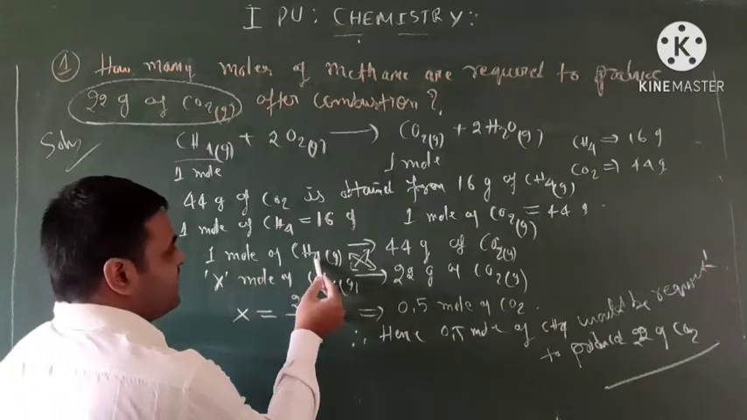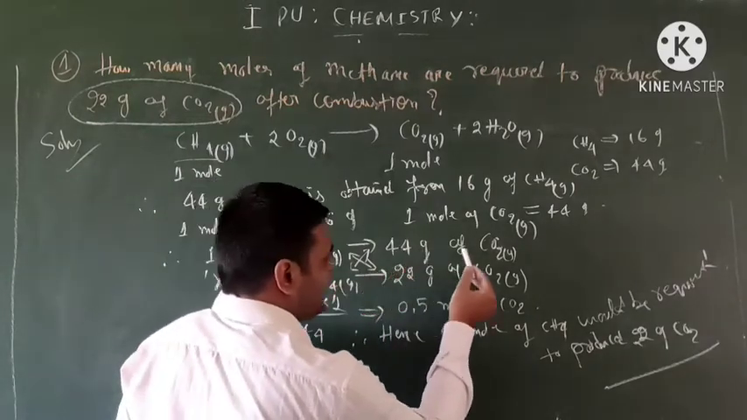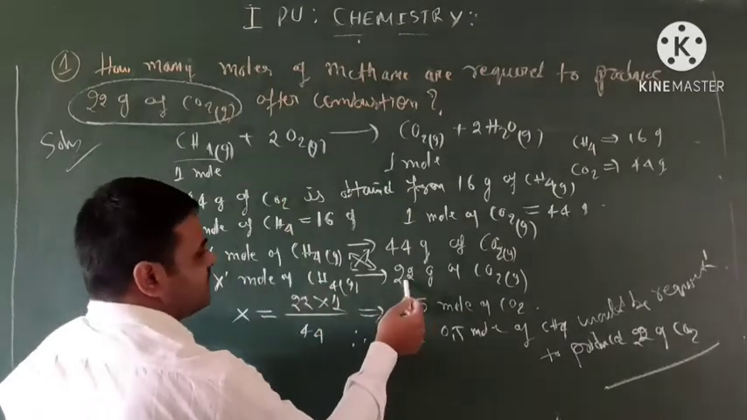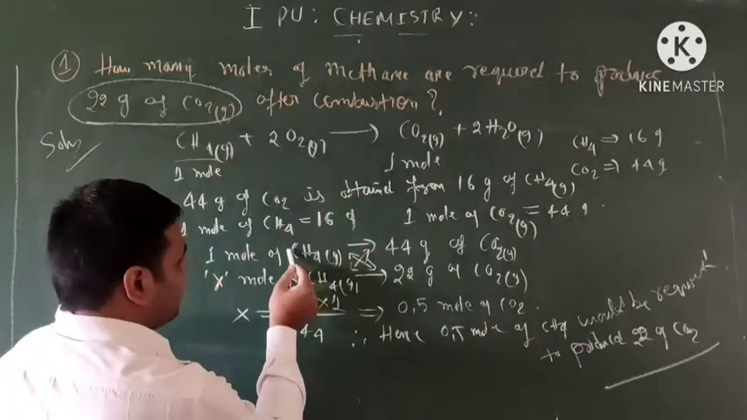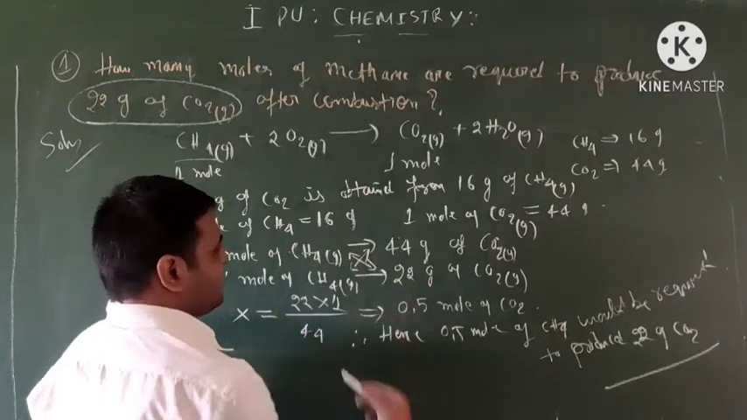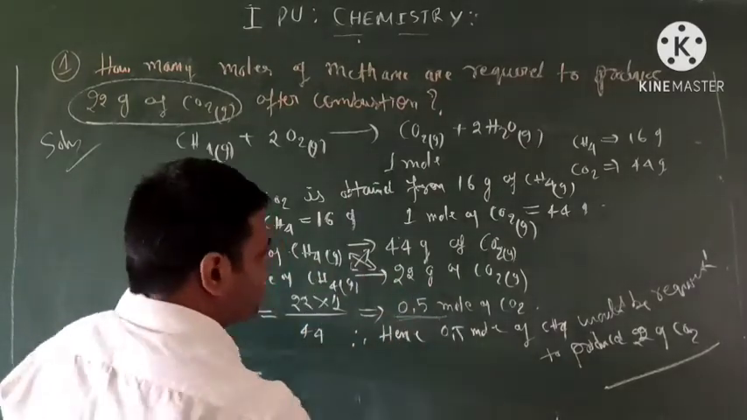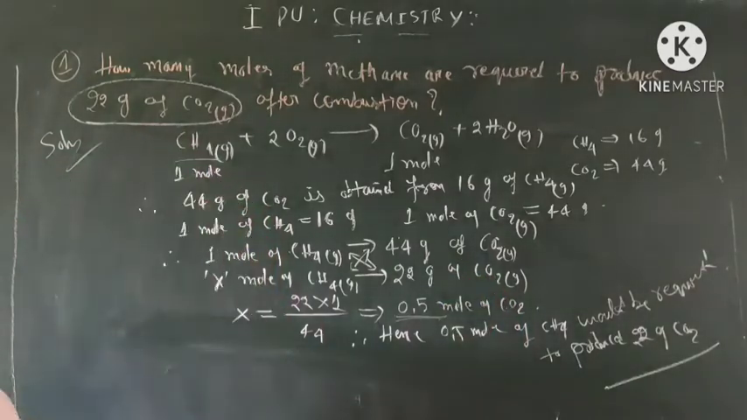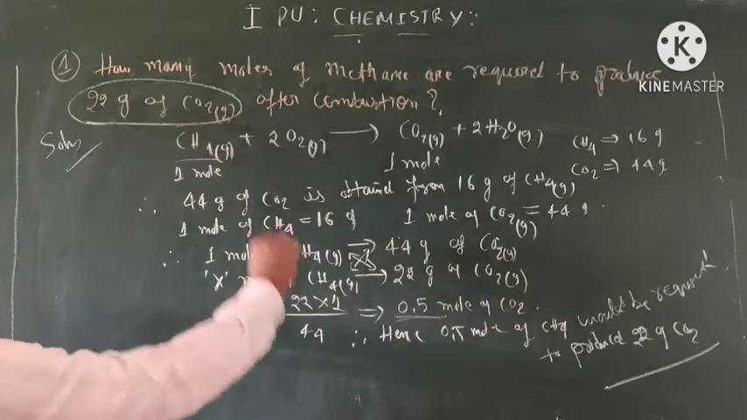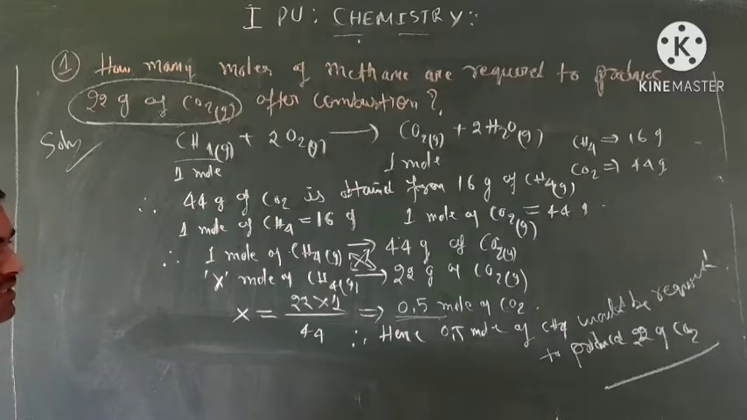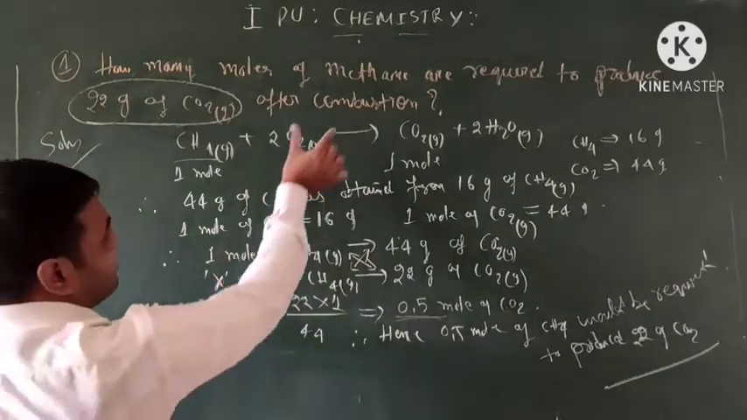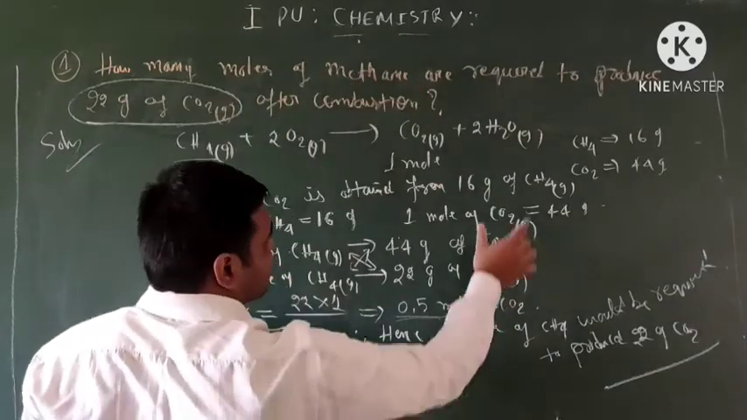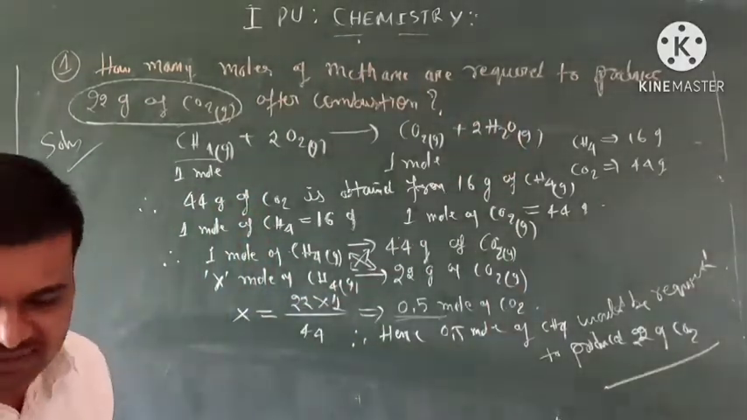Okay, 1 mole of methane gives 44 grams of carbon dioxide. X mole of methane gives 22 grams. So cross multiplication: 22 into 1 and X into 44, you get 0.5 moles of methane required to produce this much. 0.5 moles of methane gives carbon dioxide 22 grams. Okay students.